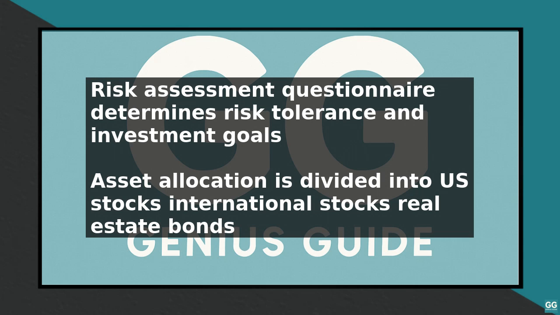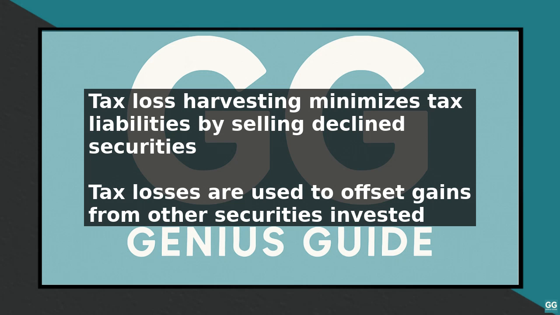stocks. Wealthfront also offers tax loss harvesting, which is a strategy that helps to minimize tax liabilities by selling securities that have declined in value and using the losses to offset gains from other securities. This can help to reduce your tax bill and increase your after-tax returns.